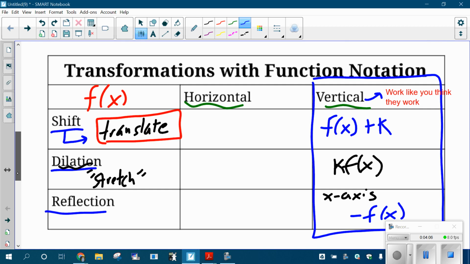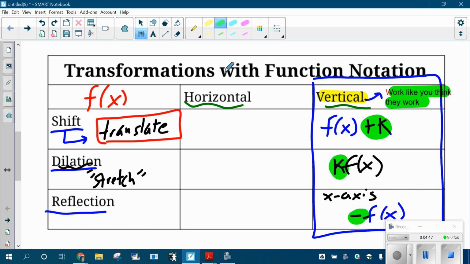Okay, most important thing, pay attention right now, all of the vertical transformations are on the outside of the function, on the outside of the parentheses. I will say that again. All of the vertical transformations are on the outside of the parentheses. If you add on the outside, it's a vertical translation. If you multiply on the outside, it's a vertical dilation. If you put a negative on the outside, it's a vertical reflection. In other words, a reflection over the x-axis. Okay, so if you do stuff outside, it's vertical, and they work like you think they work. If you can have that phrase in your head, you're going to be all good.